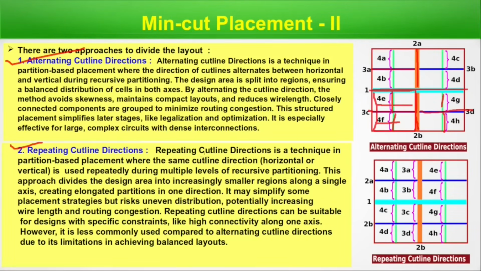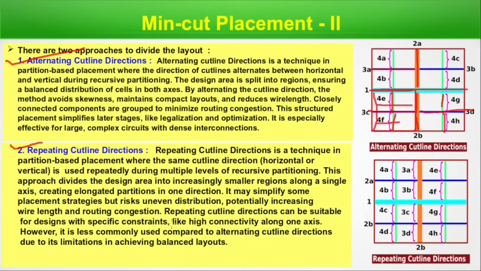Now, repeating cut line direction. Repeating cut line direction is a technique in partition-based placement where the same cut line direction, horizontal or vertical, is used repeatedly during multiple levels of recursive partitioning. This approach divides the design area into increasingly smaller regions along a single axis, creating elongated partitions in one direction. It may simplify some placement strategies but risks uneven distribution, potentially increasing wire length and routing congestion. Repeating cut line direction can be suitable for designs with specific constraints like high connectivity along one axis. However, it's less commonly used compared to alternating cut line direction due to its limitation in achieving a balanced layout.